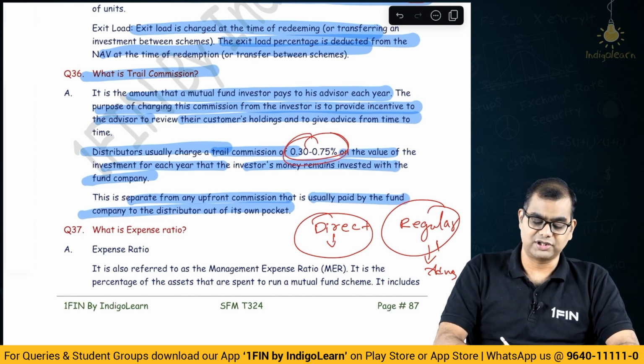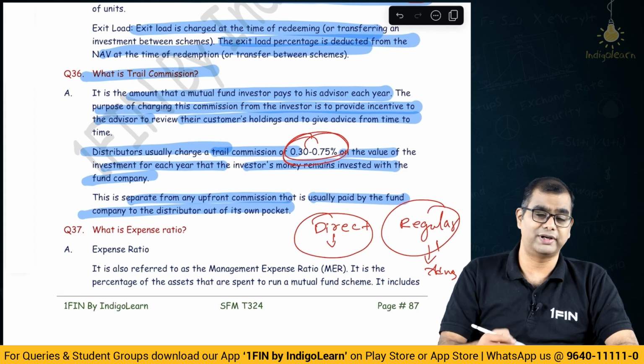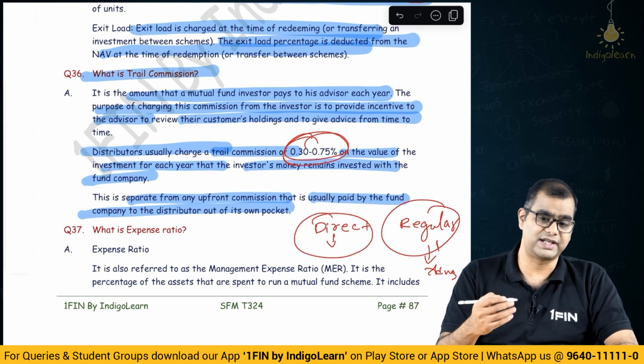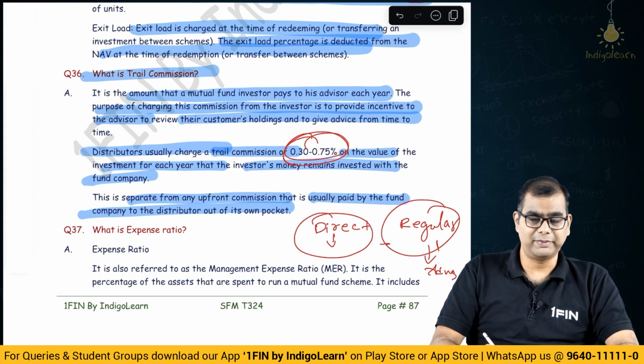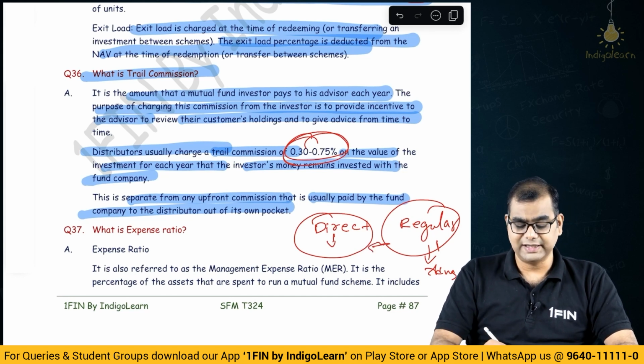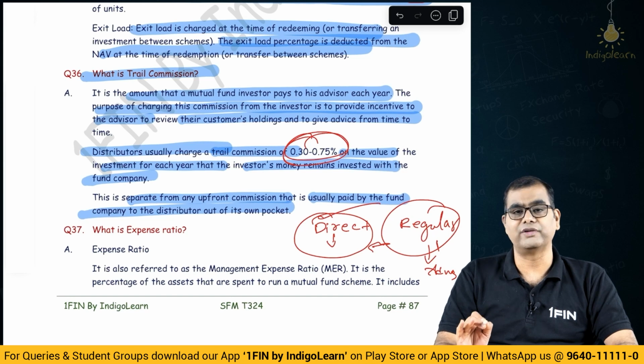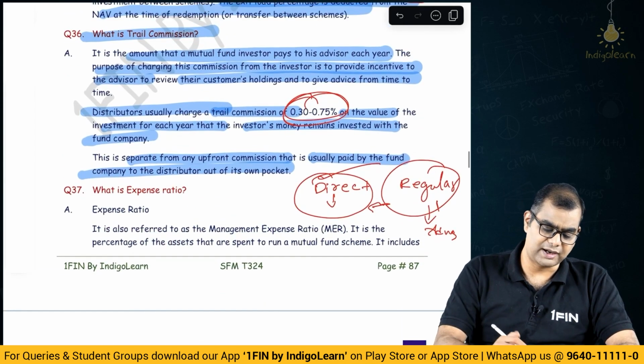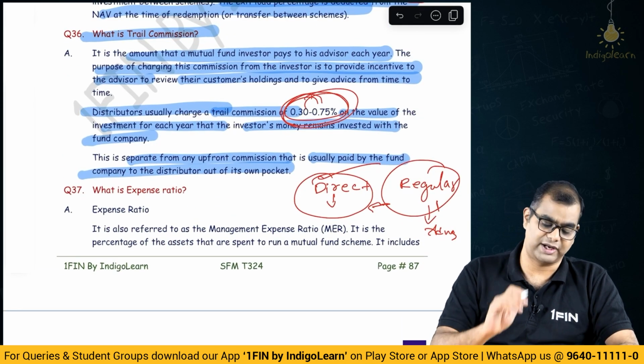this particular commission is not there, and when it is compounded, it actually is a very, very significant amount. So most of the people who are financially aware, who are financially educated, invest directly in direct plans instead of going for regular plans. And the commission that is paid to the distributor is known as trail commission.